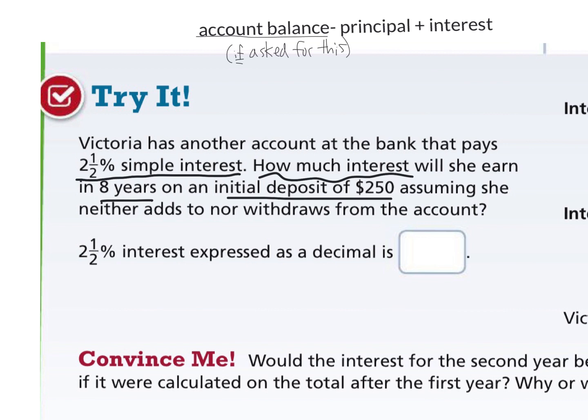Okay, so they talk about underneath here 2.5% expressed as a decimal. So 2.5, a half is the same as 0.5. So it's 2.5%. I know that has a decimal point in it, but that's not the percent written as a decimal. We have to move the decimal over 2 spots to the left, which would be 0.025. Or if you want, you can say 0.025, just so we make sure we see the decimal point there.